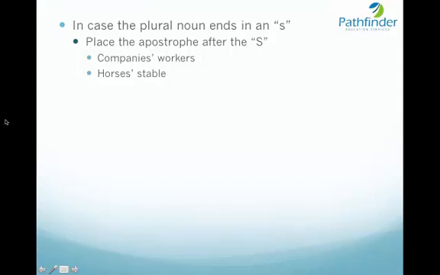And you can see that we've also eliminated the extra s that is required to indicate the possessive. So horses, stable, horses is plural and there is only an apostrophe and no s that follows the apostrophe. Horses, stable.